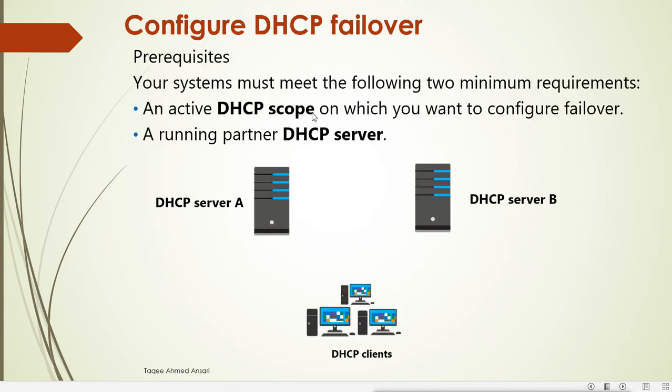Now if we want to configure the DHCP failover, then these are the prerequisites we need. First, your system must meet the following two minimum requirements. That means we need an active scope on which you want to configure the failover. So we need an active scope. Then we need a running partner also. That means we need another server. We need one server with the active scope. Then we need the other server also, that will be called a partner server.